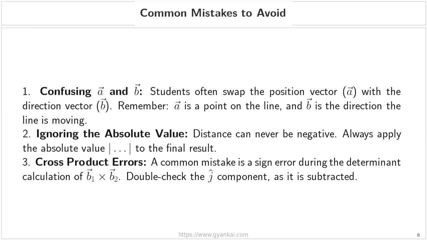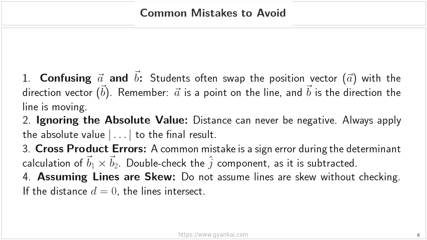Third, pay close attention when calculating the cross product of b1 and b2. When using the determinant method, many students make a sign error, particularly with the j component. Remember that in the expansion of a 3x3 determinant, the middle term involving j is subtracted. Double-check that specific step carefully.